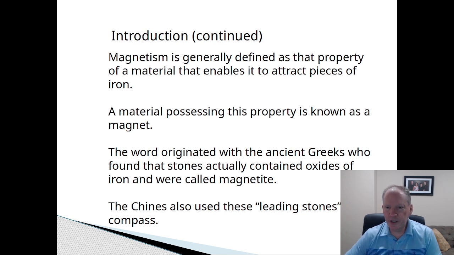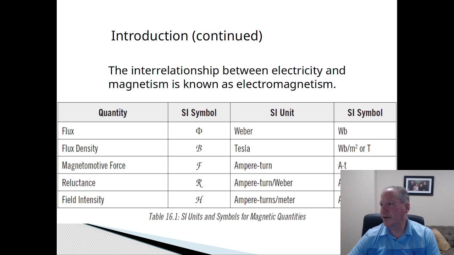Magnetism is found in nature, naturally, or it can be created with electromagnetism, or you can magnetize some materials. The original word came out of the ancient Greeks, who found that stones actually contain oxides. The Chinese called those leading stones, which later on they referred to as loading stones or lodestones.